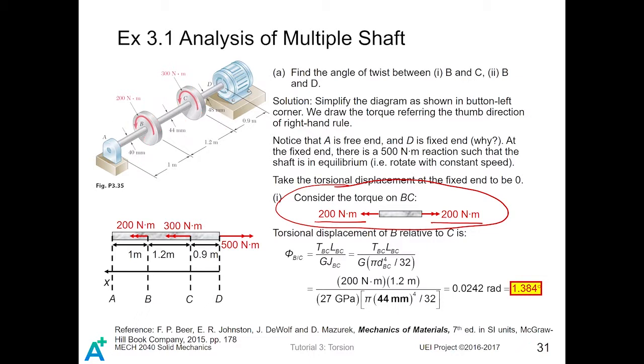The torsional displacement of B relative to C can be found by using this formula. Torsional displacement of B relative to C equals the torque acting on the member BC times the length of BC, divided by the shear modulus and divided by the polar moment of inertia of the segment BC. The torque is 200 Nm. The length of member BC is 1.2 meters. The shear modulus is given by 27 GPa. The polar moment of inertia is given by pi d to the power 4 divided by 32. After a lot of simplifications, you can find the torsional displacement is 1.384 degrees.